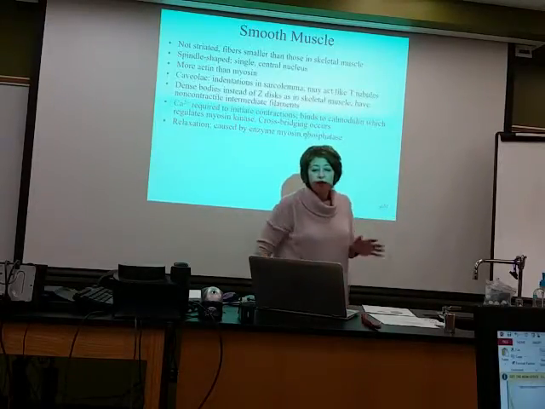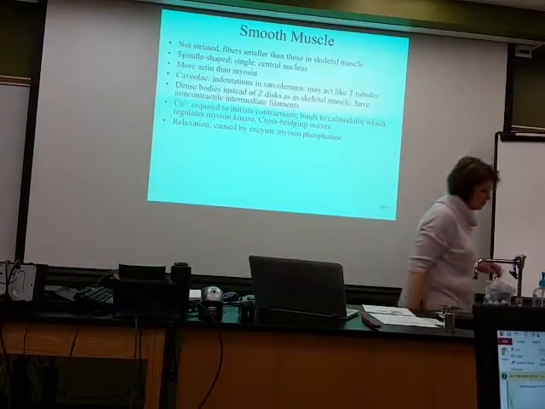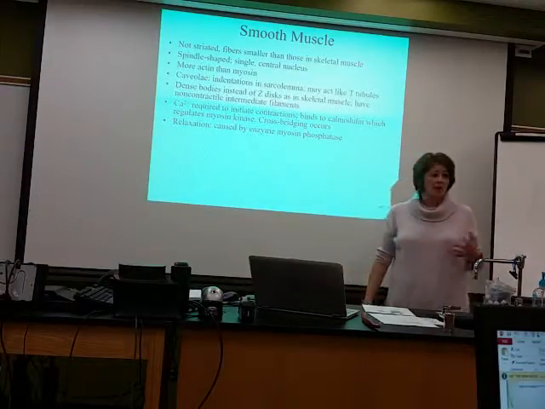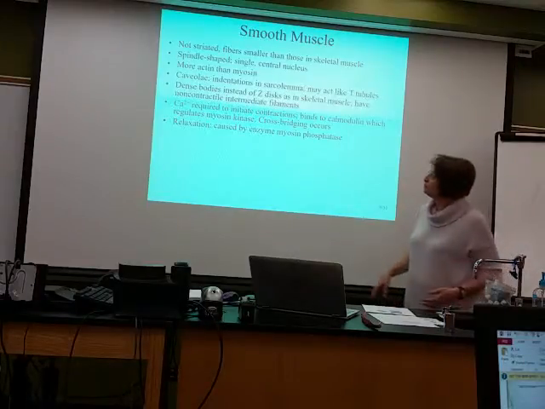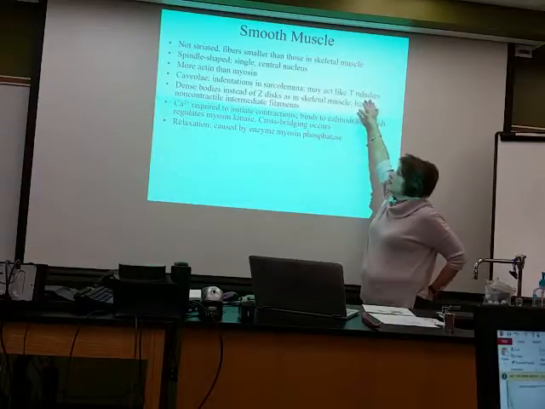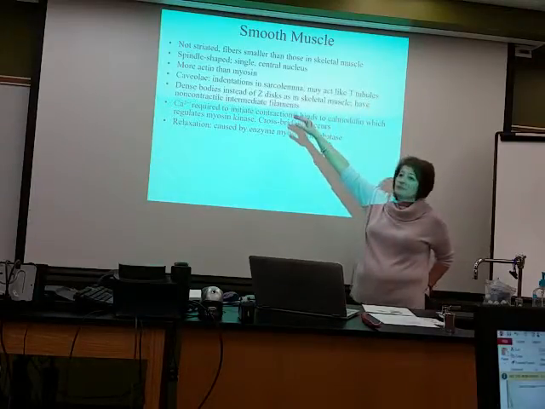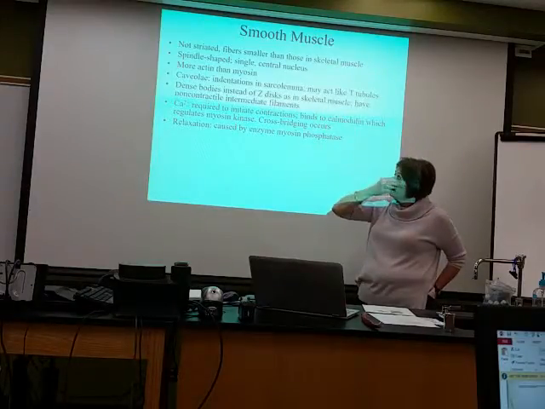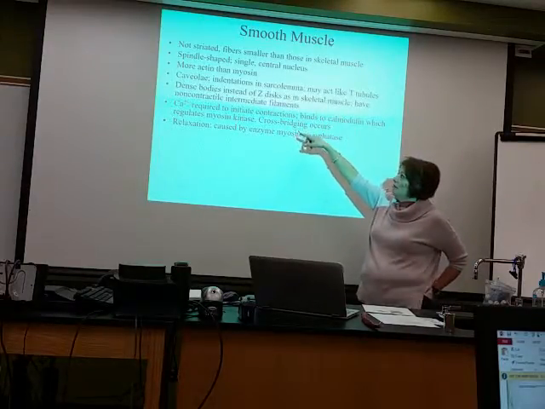Closing out the other two types of muscle, smooth muscle and cardiac muscle. Not going to get really detailed about this, because we're going to come back to this in part two. Smooth muscle, the ones that we think of in the viscera of the body, the organs of the body, we don't have it striated. Fibers are definitely smaller. They're spindle-shaped. They're all single, have their own nucleus. We have more actin than myosin.